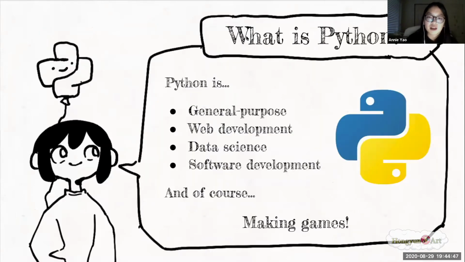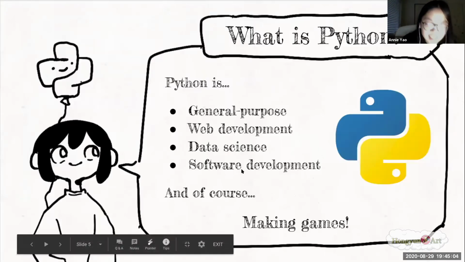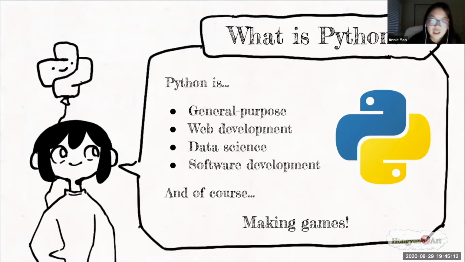So what is Python? Python is what we call a general purpose programming language, which means that you can use it for web development, like all the websites that you see everywhere. You can use Python to make that. You can also use it to do data science. What data science is where you take data and stuff and you analyze it, so that way you can make predictions about the future. A lot of people are doing that for our current pandemic, just so they can predict when it'll end.